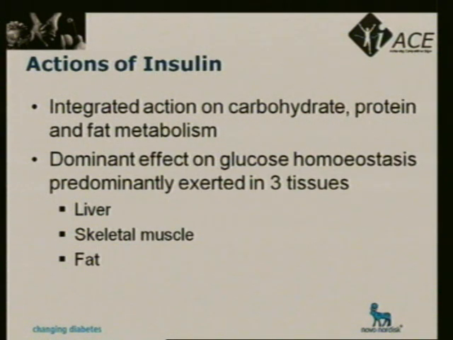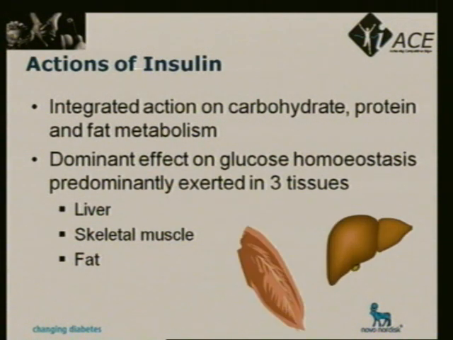The actions of insulin revolve around an integrated action on carbohydrate, protein and fat metabolism. The dominant effect on glucose homeostasis is predominantly exerted in three tissues of the body: the liver, the skeletal muscle and the fat. All three tissues are important sites for the action of insulin, controlling the metabolism of carbohydrates, lipids and proteins.